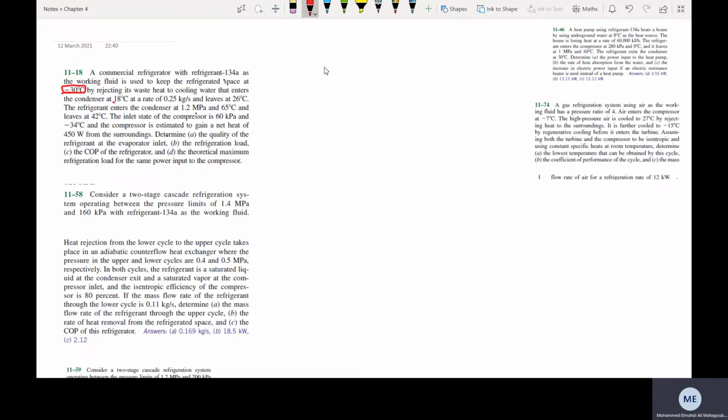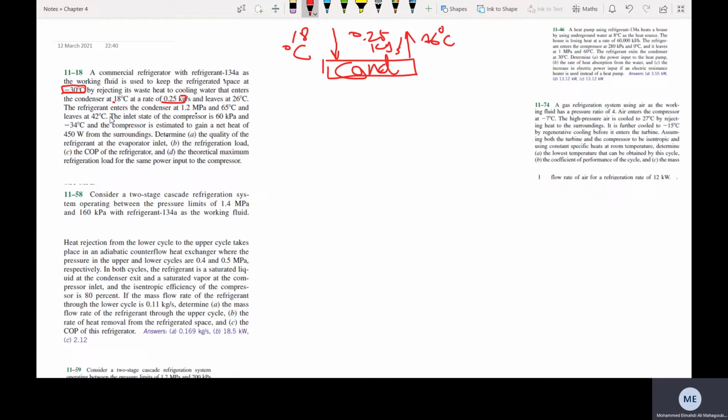Here we have the condenser, and the condenser is water cooled. So it rejects the waste heat to a cooling water. This is the inlet of the cooling water, and this is the outlet. The water enters the condenser at 18 degrees Celsius and exits at 26 degrees Celsius. So this is water, and we have the flow rate of this water, which is 0.25 kilograms per second.